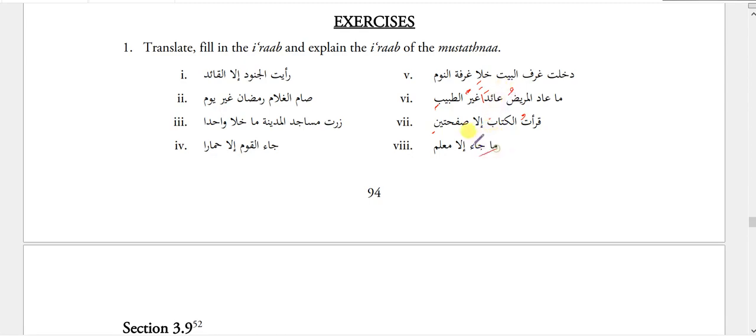Ma ja'a illa mu'allimun. So here the fa'il is missing. The i'rab of the mustasna will be with pesh. So only the teacher came.